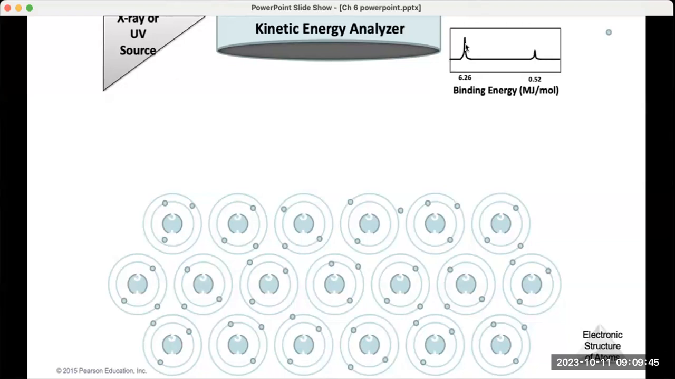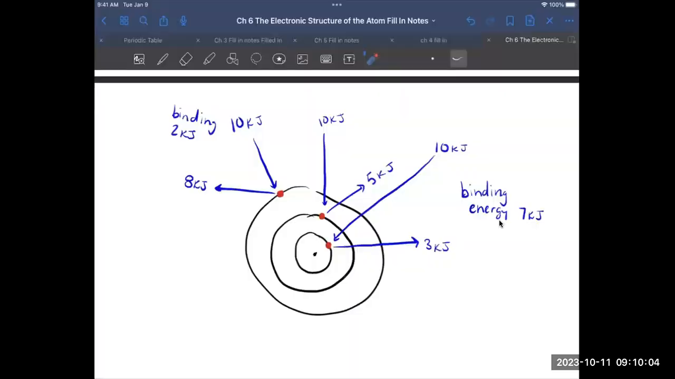So take a look at that binding energy up here, the 6.26, that's your higher binding energy. The scale is just weird because it's high up here and then it goes to lower. The same thing is in our notes. If you guys take a look at our notes, a couple things I want to share with you guys about what that looks like.